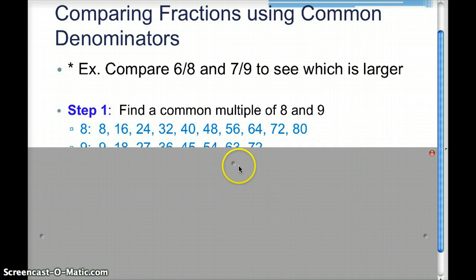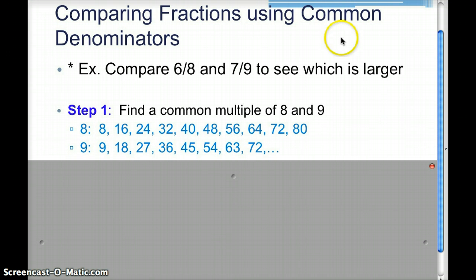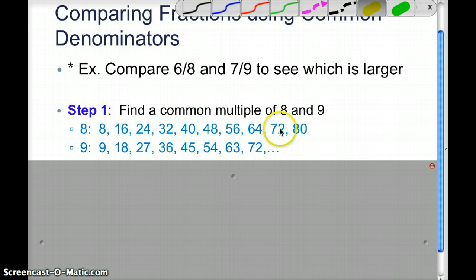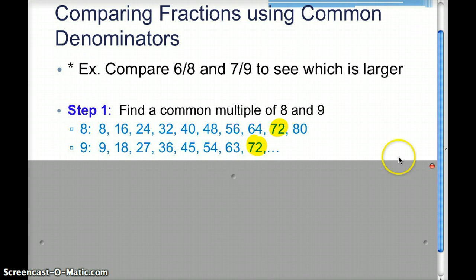So let's list some multiples of 8 and 9. As you can see, I have done that for us already. I see one they have in common, and that is 72. Does that also happen to be the smallest one they have in common? It does. Do you remember what we would call the smallest multiple that the denominators have in common? The LCD. So we have found the LCD.